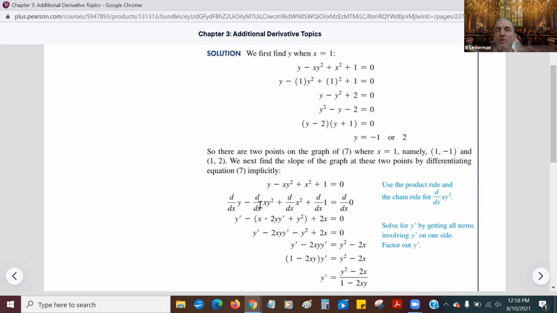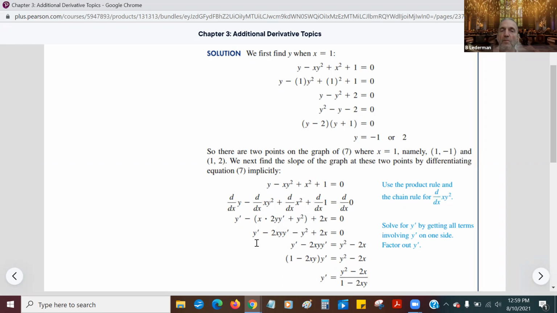Now this is interesting, because this is going to be a product rule, but within the product rule there's going to be a chain rule. So it's going to be x times 2y times y prime, plus y squared. And what happened to the x? Well, this would be the derivative of x, which is just 1. That's why the x disappeared over here. And over here, the derivative of x squared is just 2x. The derivative of 1 is 0, and the derivative of 0 is 0.